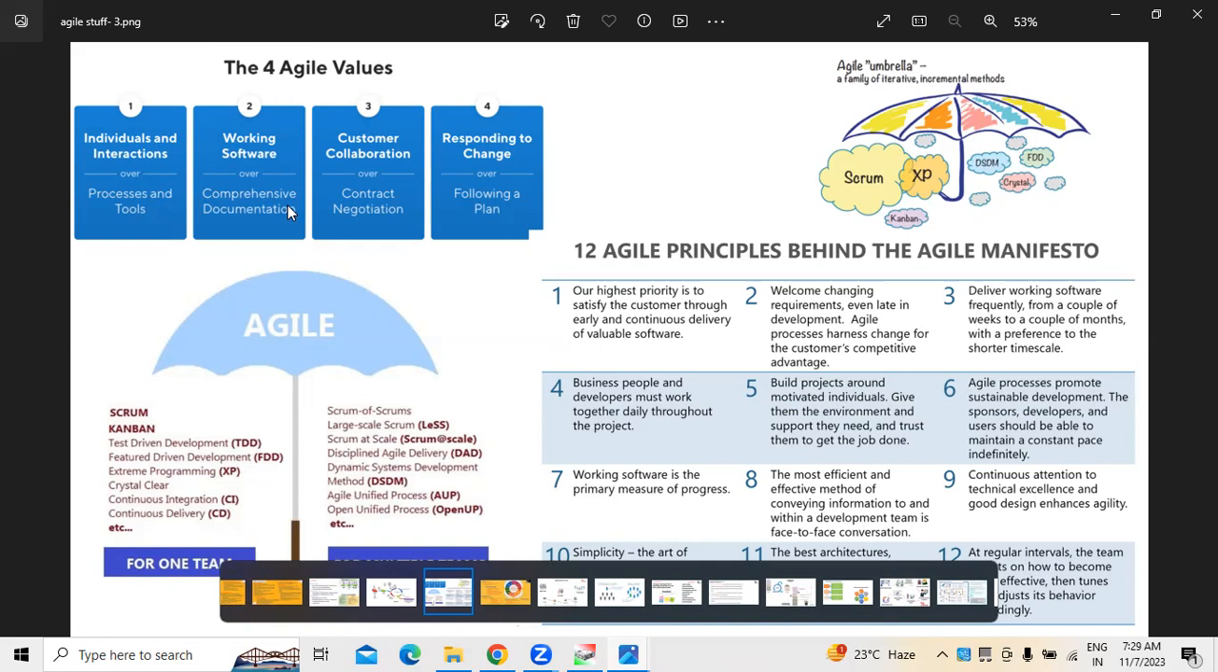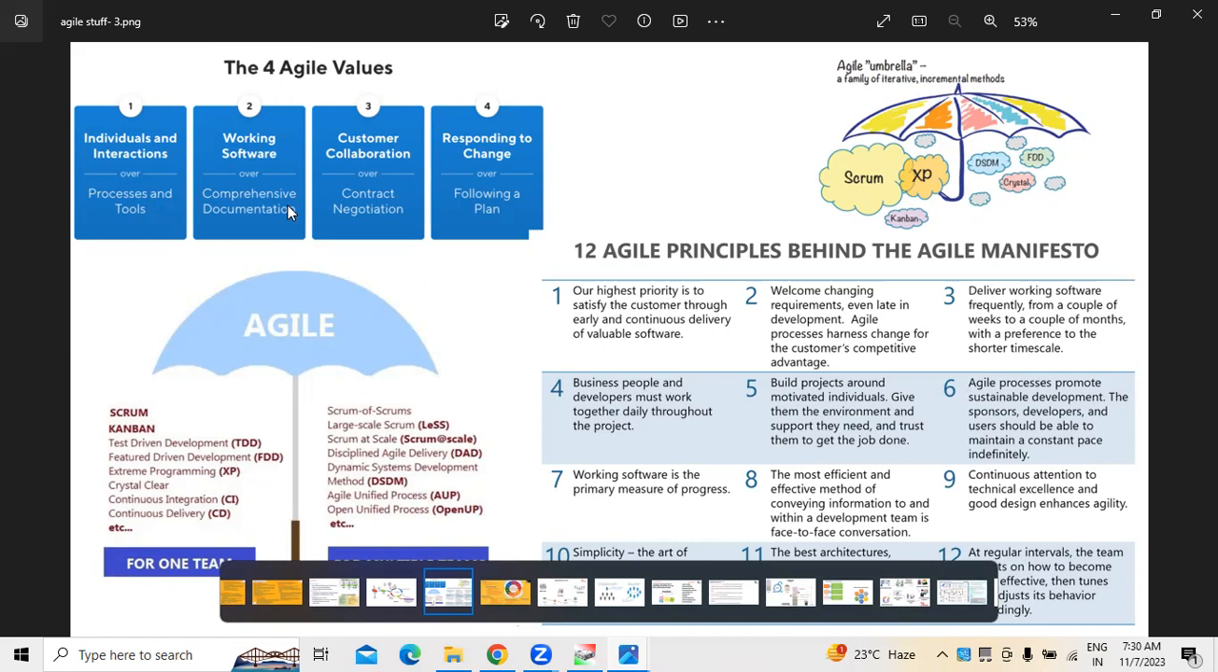Point number three, customer collaboration over contract negotiation. In traditional practices, whenever we follow the waterfall model, the customer won't be part of the project. The customer is always an outsider, supporting us from outside. That's how generally the structure is.